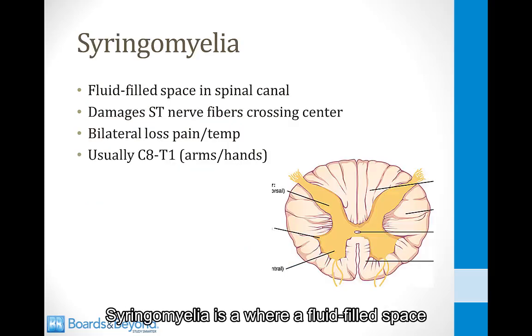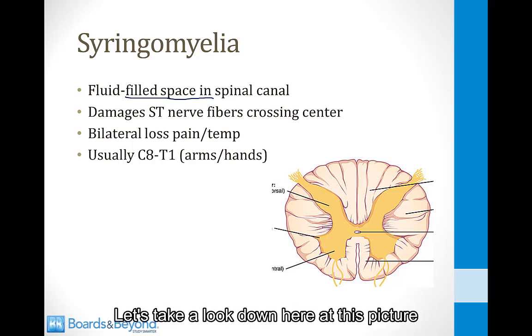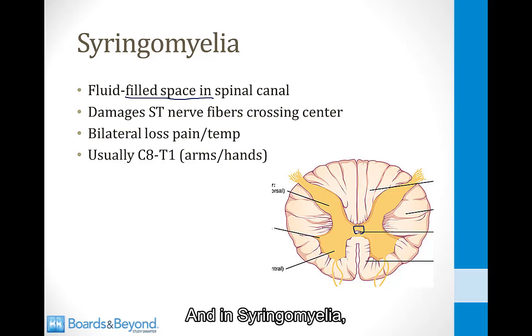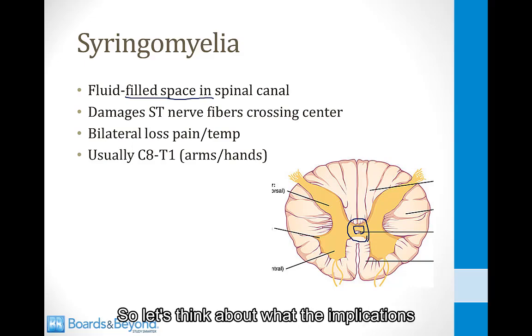Syringomyelia is a condition where a fluid-filled space develops in the spinal canal and damages the spinothalamic nerves that are crossing the center. Let's take a look down here at this picture of the spinal cord on the right. So this is the spinal canal right in the center that contains cerebrospinal fluid. And in syringomyelia, a large cyst develops around the spinal canal. So let's think about what the implications of that would be for the patient.